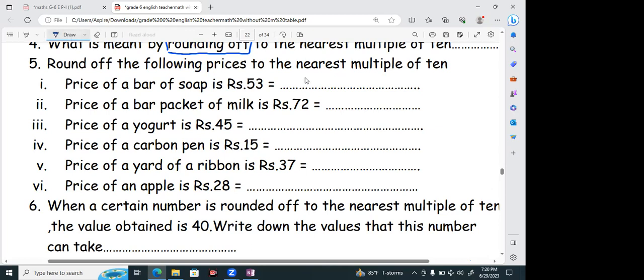Then we have to consider the tens multiple which is after 45, you know. Again, the tens multiple after 45 is what we have to consider. Then what is the answer? 50 rupees. It is 50 rupees.